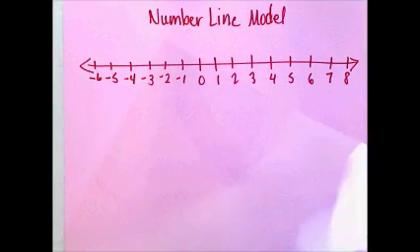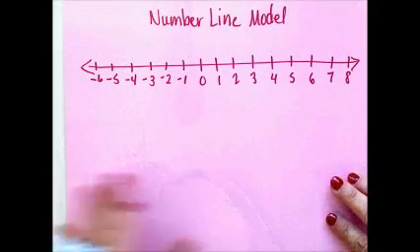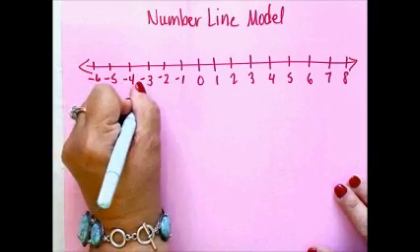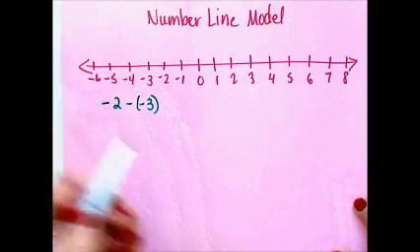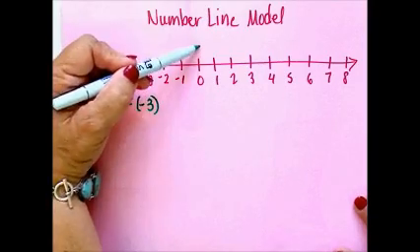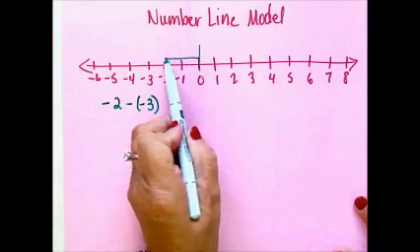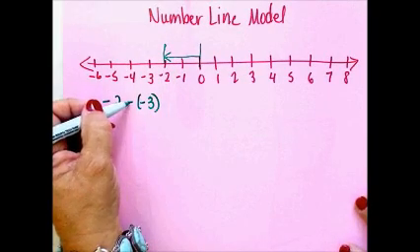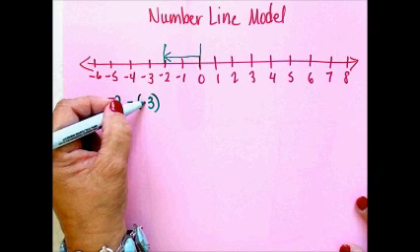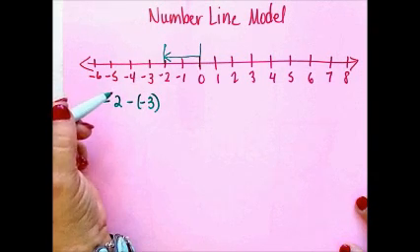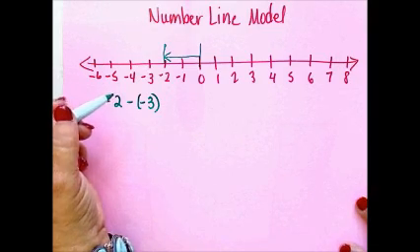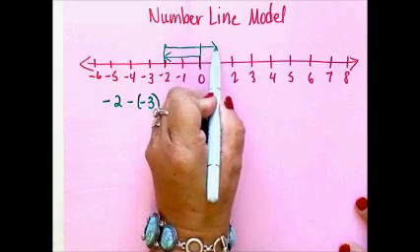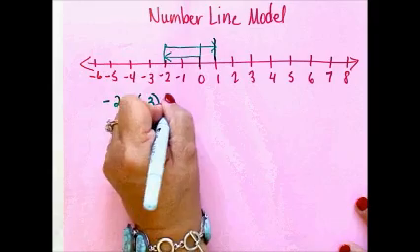Let's look at negative 2 minus negative 3. We're going to go down to negative 2. So we start here at 0, down to negative 2. Now we're going to go the opposite of negative 3. The opposite of negative 3 would be a positive 3, so that means we're going this way. 1, 2, 3. So we're going to end up with positive 1.